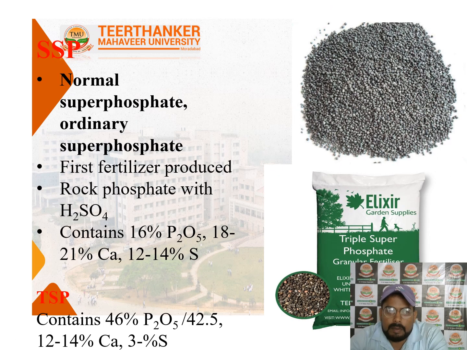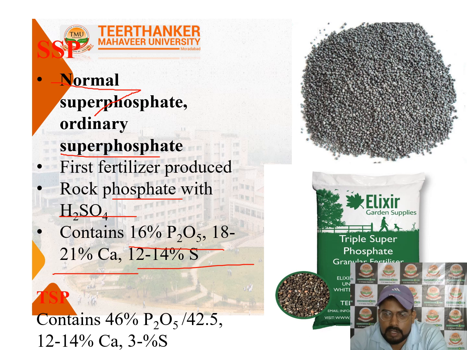Next is SSP. It was the first fertilizer manufactured in India and also at the world level. So what is its role and how is it manufactured? First, the characters of this fertilizer. First is normal superphosphate, which is simply superphosphate, produced from rock phosphate by adding sulfuric acid. The content is about 16% P2O5, 20% calcium and 12% sulfur.